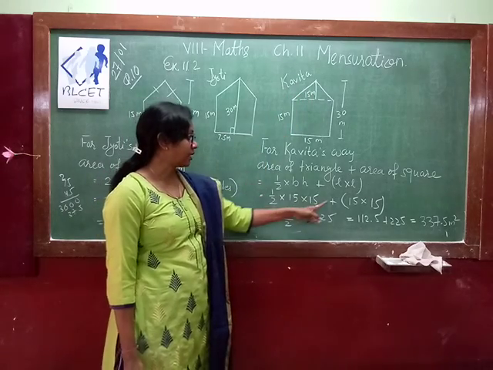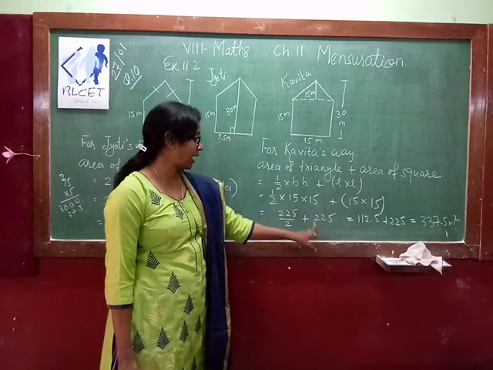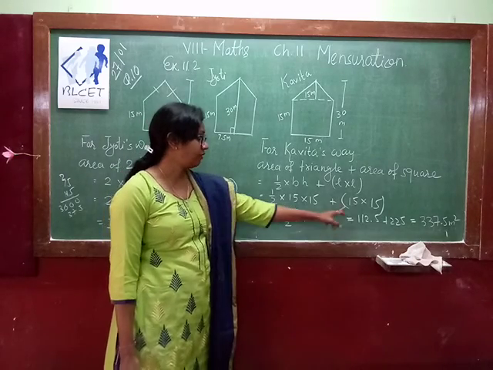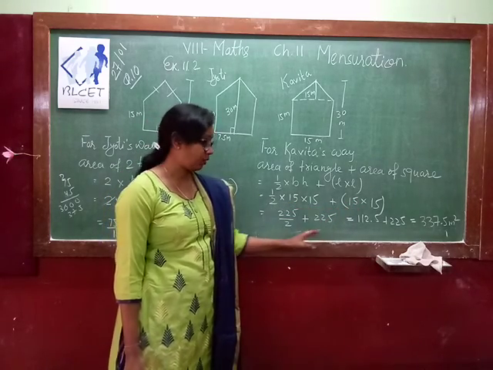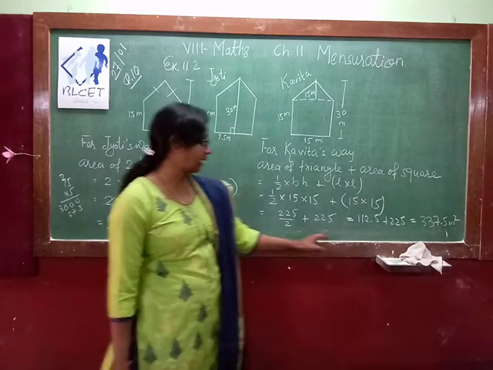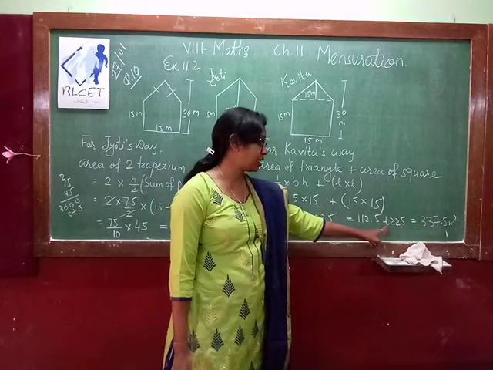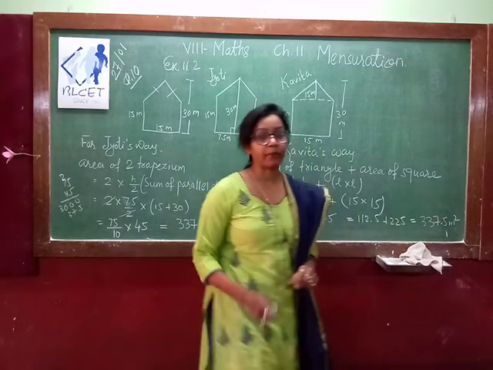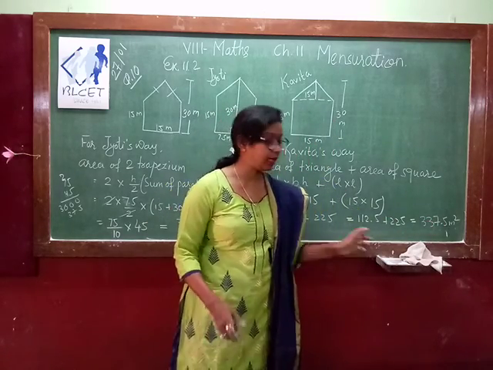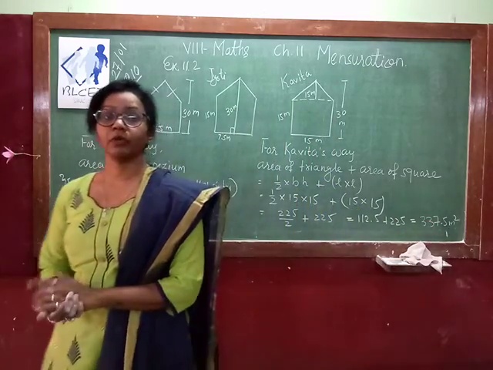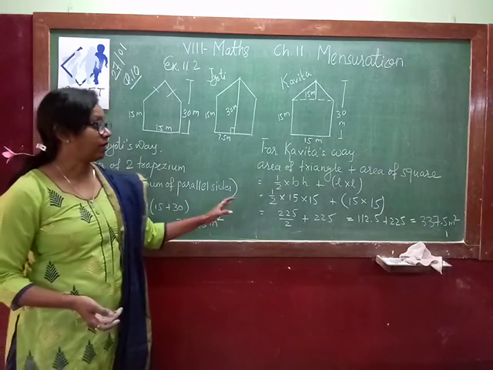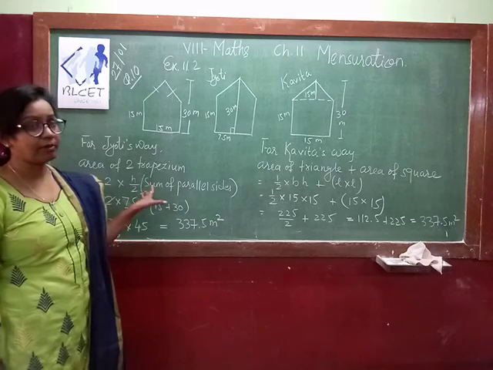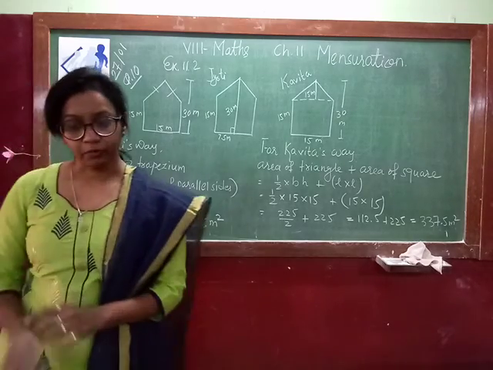Now after substituting the values, we just do the calculation. 15 into 15, 225, divided by 2, plus 15 into 15, 225. When you do the division, you will get 112.5 plus 225, which will give you 337.5 meter square. If you calculate both ways and observe the answer, both the answers are equal. There is no other way to find the area of this particular diagram. So this is all about your question number 10. Move on to the last question.